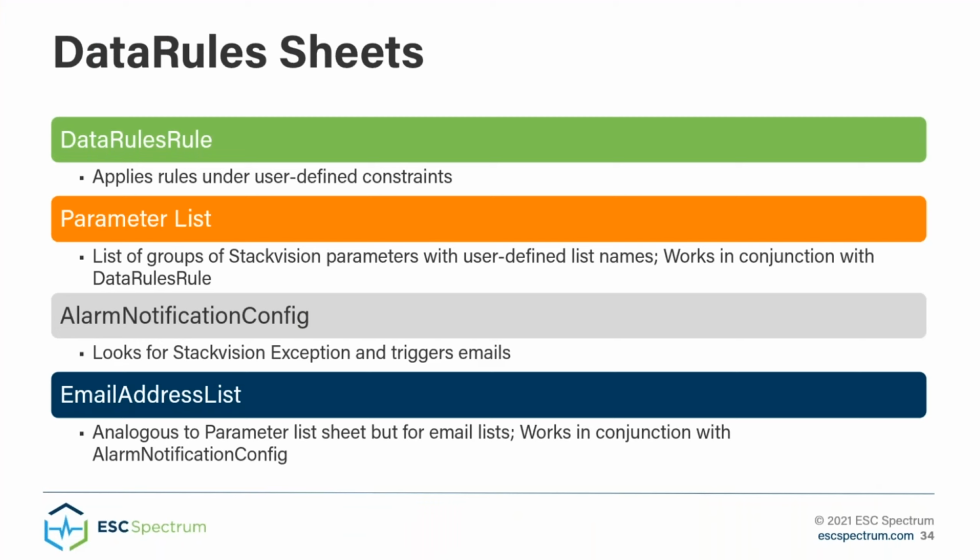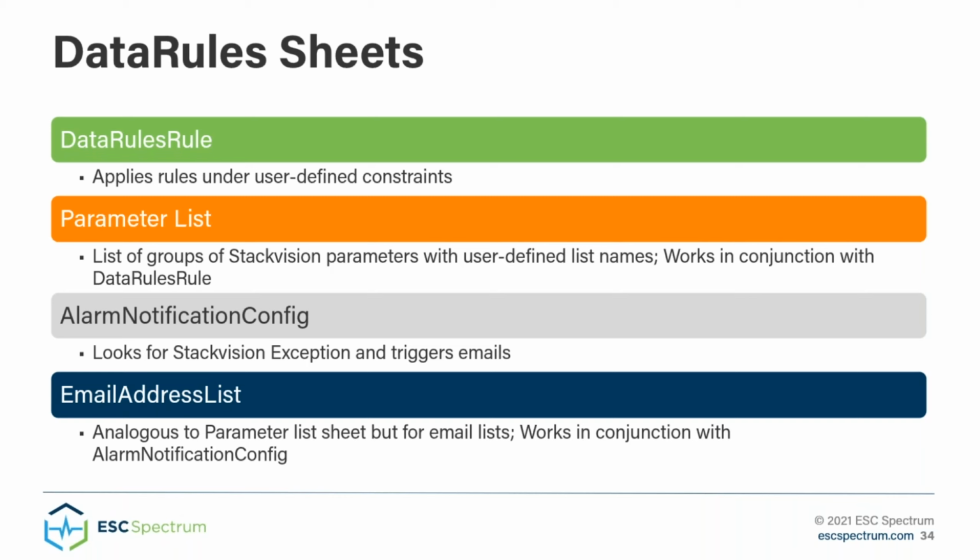Okay, so what are the definitions of these rule sheets? Data rules rule applies rules. The parameter list is just an overall name of list and all of the parameters associated with that list. So basically groups, if you've ever used our new client tool, it works the same way. Groups, you can just name a group something and then have all its StackVision parameters with user-defined list names. It works in conjunction with data rules rule.